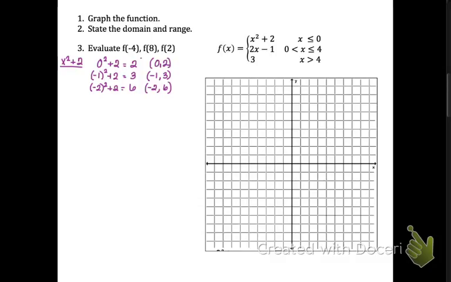So let's look at this piece on the graph. Less than or equal to 0 means I'm going to include it. So we are going to put a solid circle at our first point, which was 0, 2.